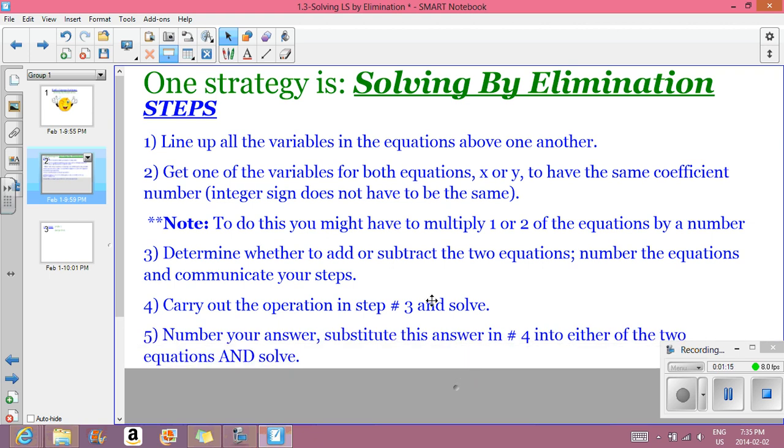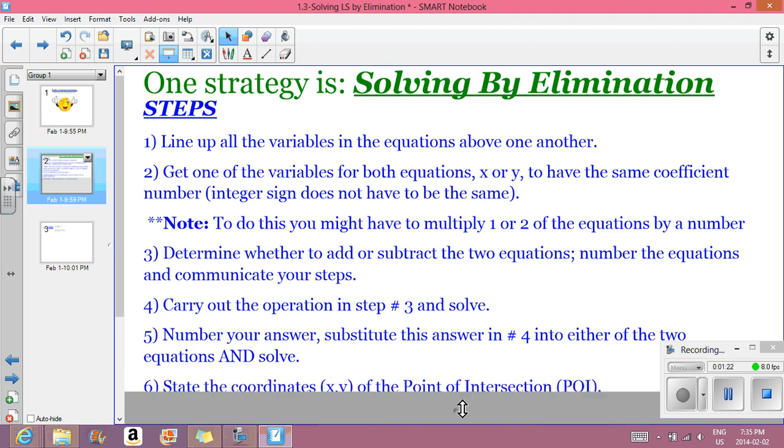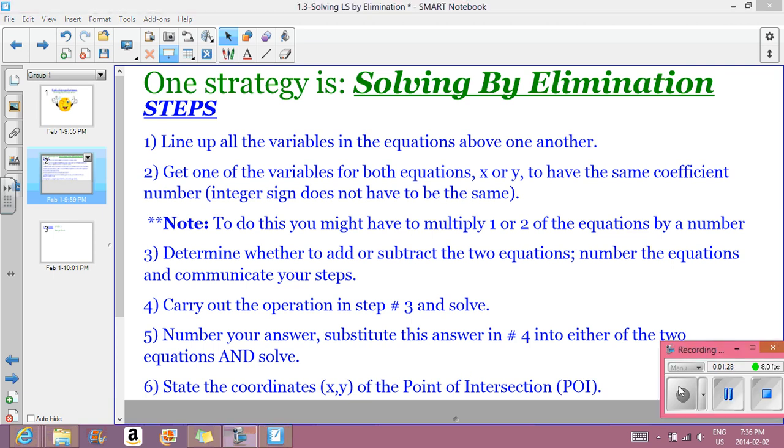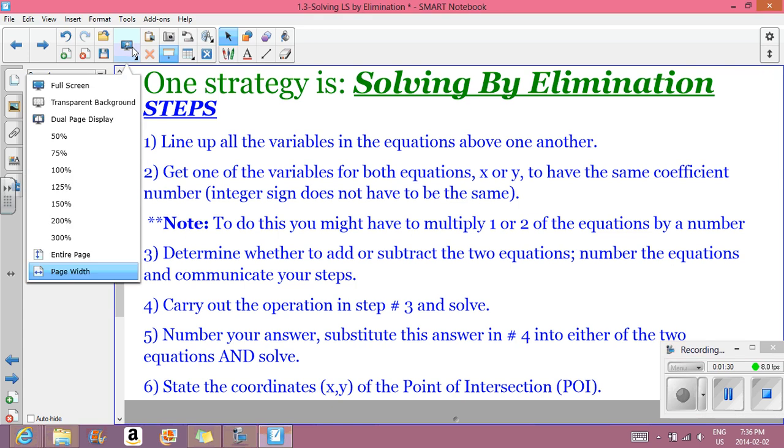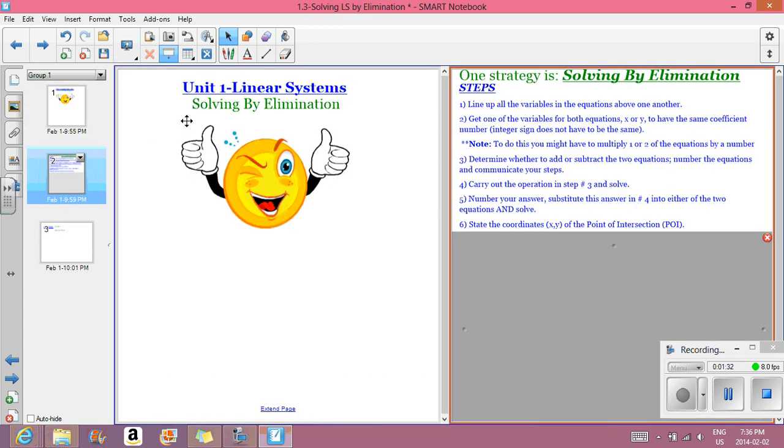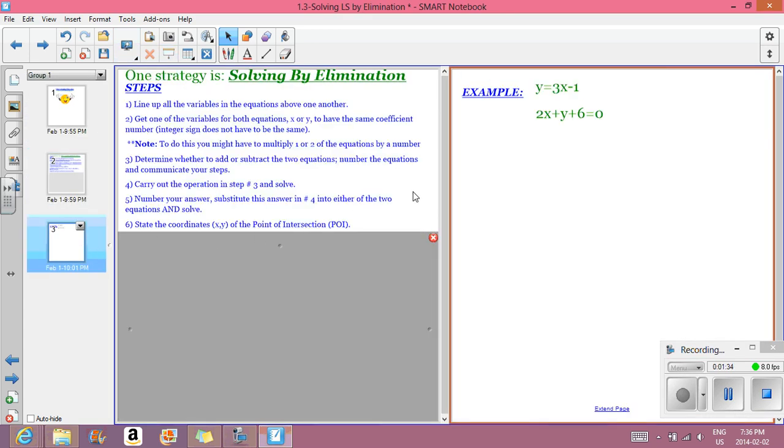You number the answer that you got, and you take that answer and you substitute it into one of your original equations and then solve. And again, the last part, you should have now your x and your y variables, so you state what your point of intersection is. So we're going to again use the same example, so you'll see the same steps, but a different strategy to get to the answer.